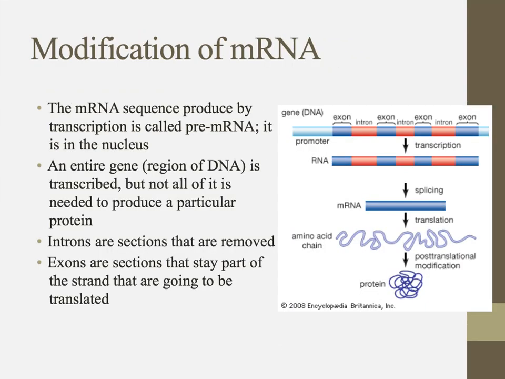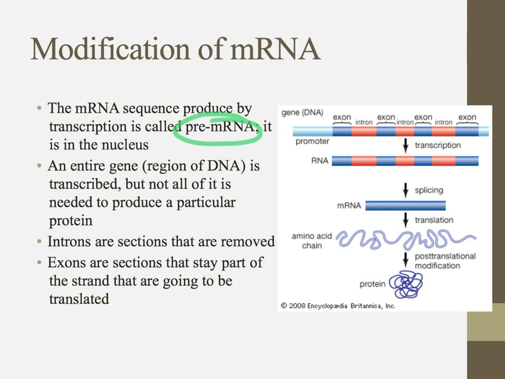All right, so I hope you're getting this. I hope you're feeling confident, because we're about to add more stuff here. Once we have a piece of mRNA, it's actually not done yet. This is what we call pre-mRNA. It's still in the nucleus. We've transcribed an entire segment of DNA, a whole gene, but we need to edit it.